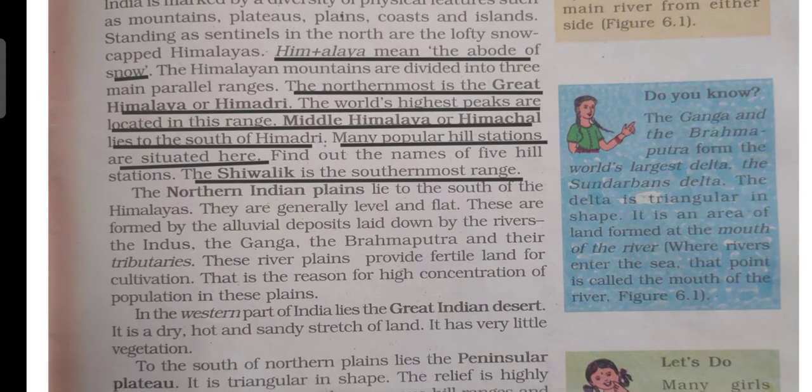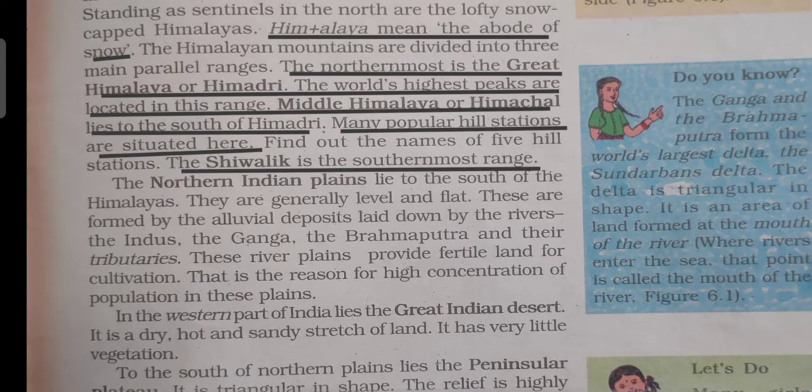Now, we will read about the second physical feature found in India, which is the Northern Indian Plains. The Northern Indian Plains lie to the south of the Himalayas. They are generally level and flat. These are formed by the alluvial deposits laid down by the rivers Indus, Ganga and Brahmaputra and their tributaries. These river plains provide fertile land for cultivation. That is the reason for high concentration of population in these plains.